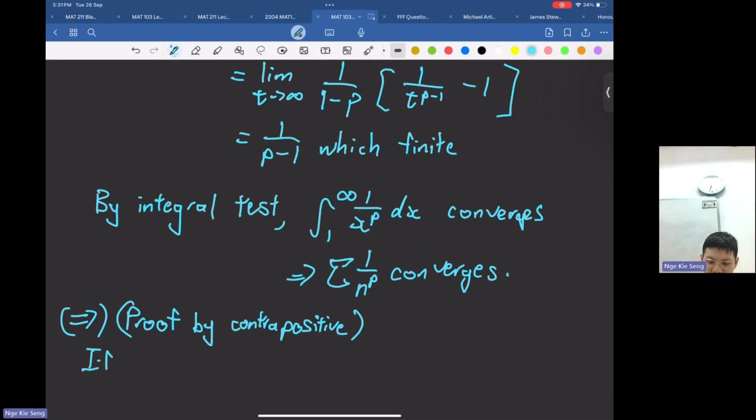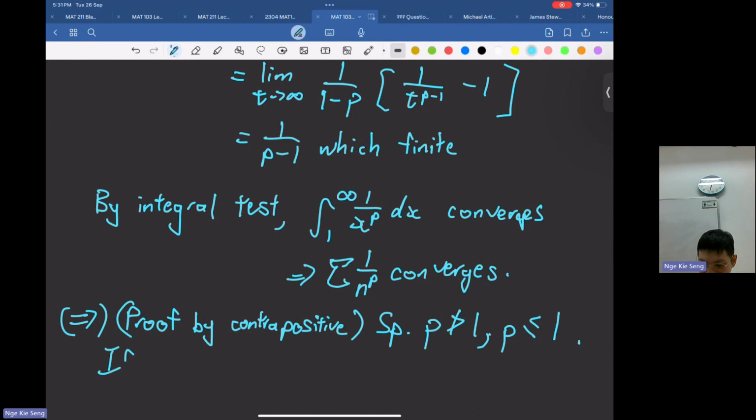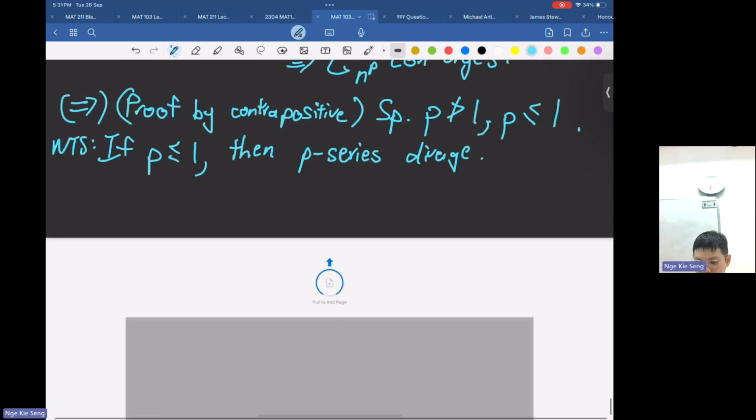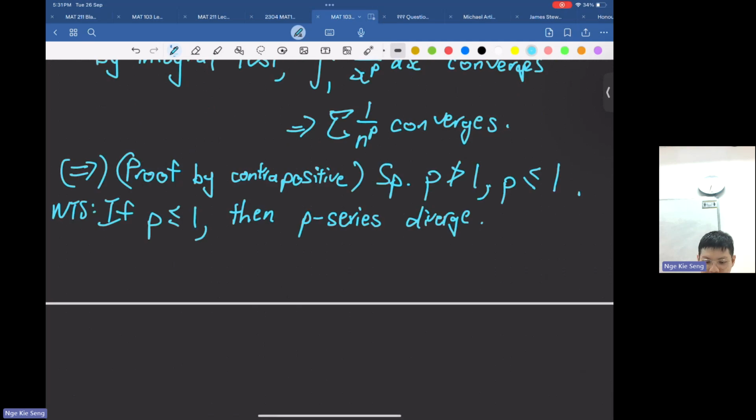Let me write first. Suppose p is not greater than 1. So this means that p is less than or equal to 1. We need to show that if p is less than or equal to 1, then the P series diverges. So we can split into a few cases.